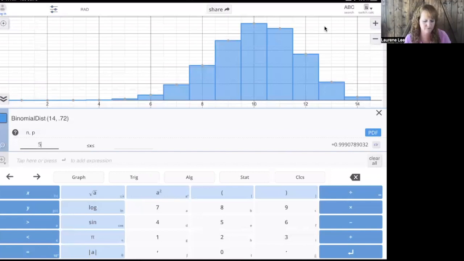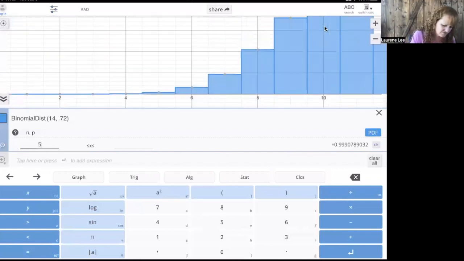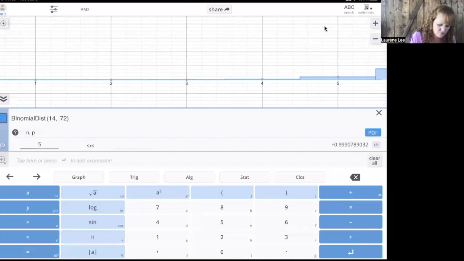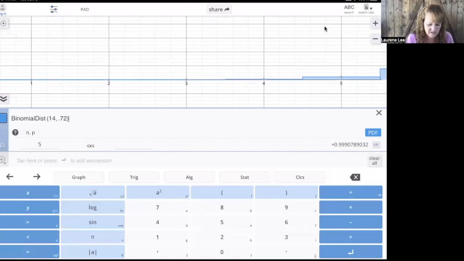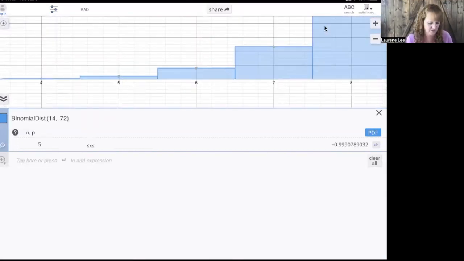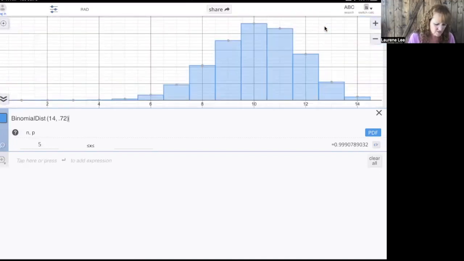Do you see that? Now, you can zoom in if you can't really see what's going on. When you zoom in, these boxes are real flat, but you can see that these guys are empty and the ones that are filled in are the ones to the right. Okay. So that's not what I want. I want less than 5.